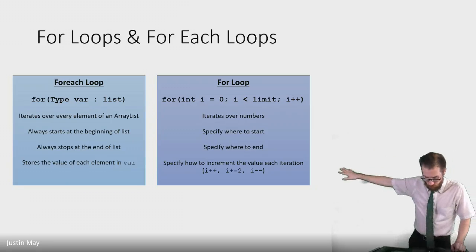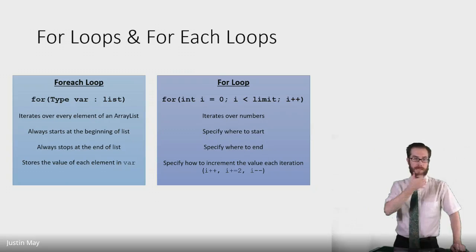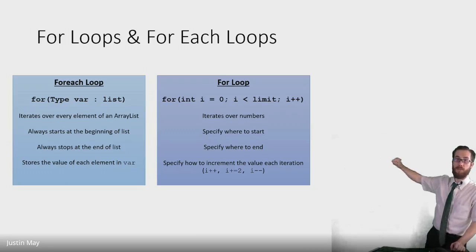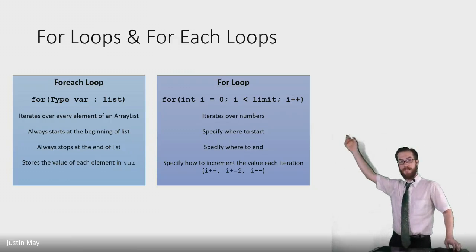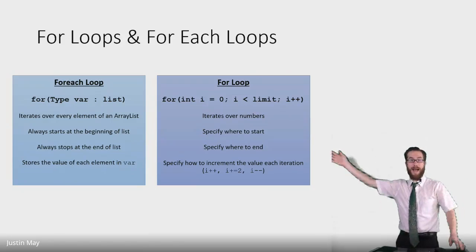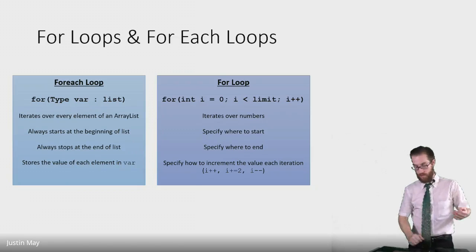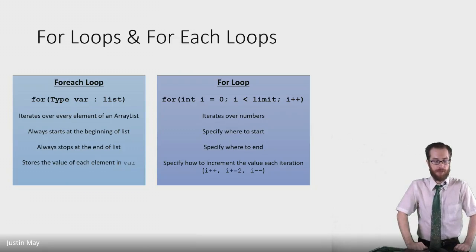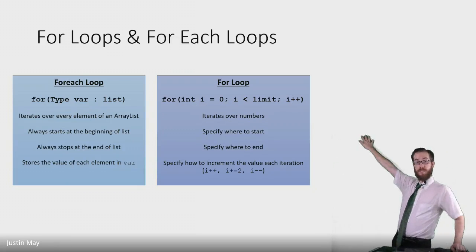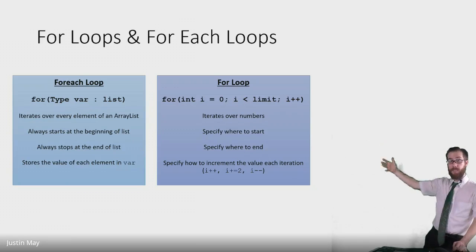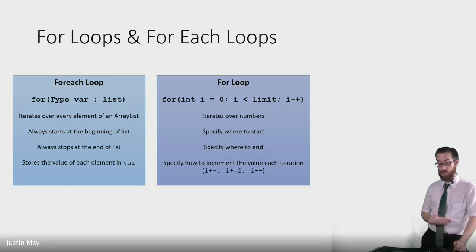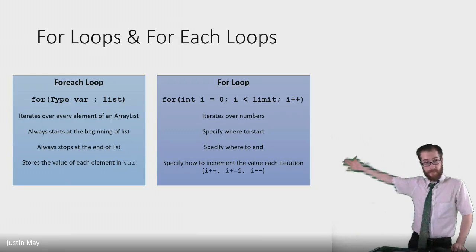The for each loop always starts at the beginning of the list. The for loop, you can specify what number you want to start at. If I don't want to start at 0, I could say i equals 12. I could say i equals -16. You get to pick where you want that loop to start. Almost always we start at 0, but for any particular problem you're trying to solve, you might want to start somewhere different. You can. You get to decide where that loop starts.